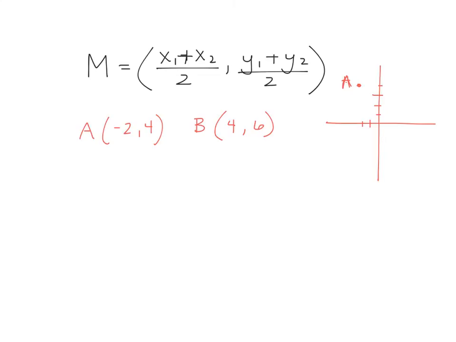B is at 4, 6. 1, 2, 3, 4, and then 5, 6. B would be over here, okay? So what they're saying for this problem is find the midpoint between A and B. Okay, so between those 2 points, what is your midpoint going to be?